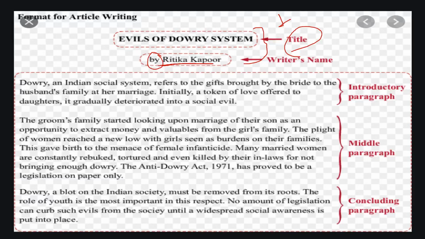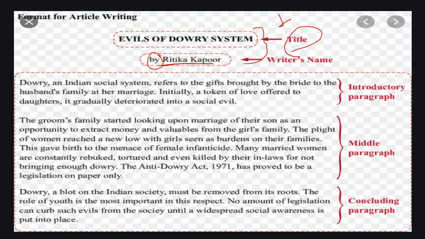You can also use famous sayings, famous quotations. Then, initially a token of love offered to daughters, it gradually deteriorated into a social evil. Next is the middle paragraph, which is the main body of your article. The groom's family started looking upon marriage for their son as an opportunity to extract money and valuables from the girl's family. Actually, your title is Evils of Dowry System. How the dowry started is given in the first introductory paragraph.